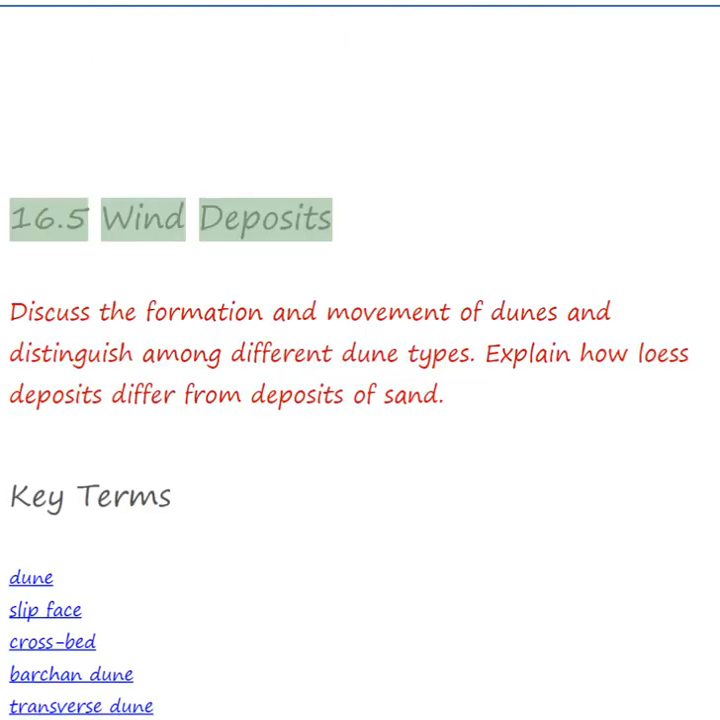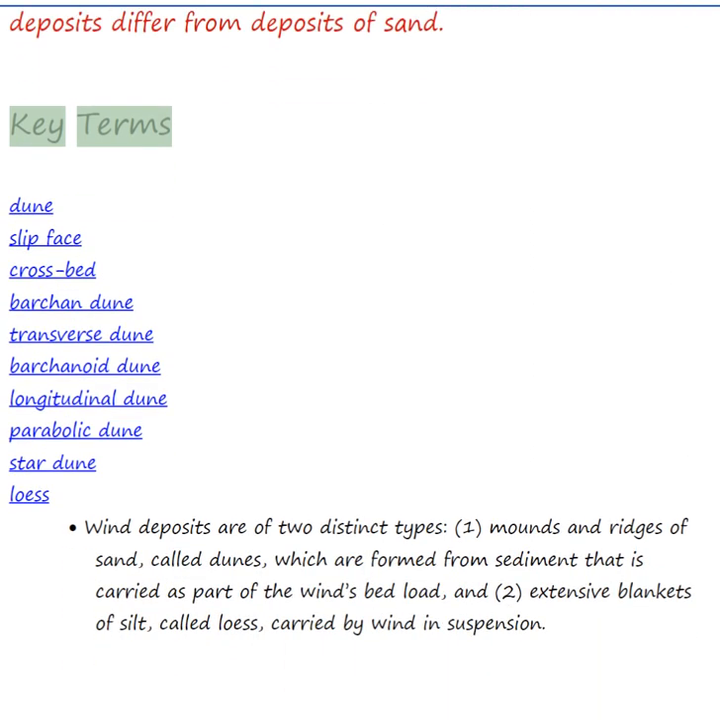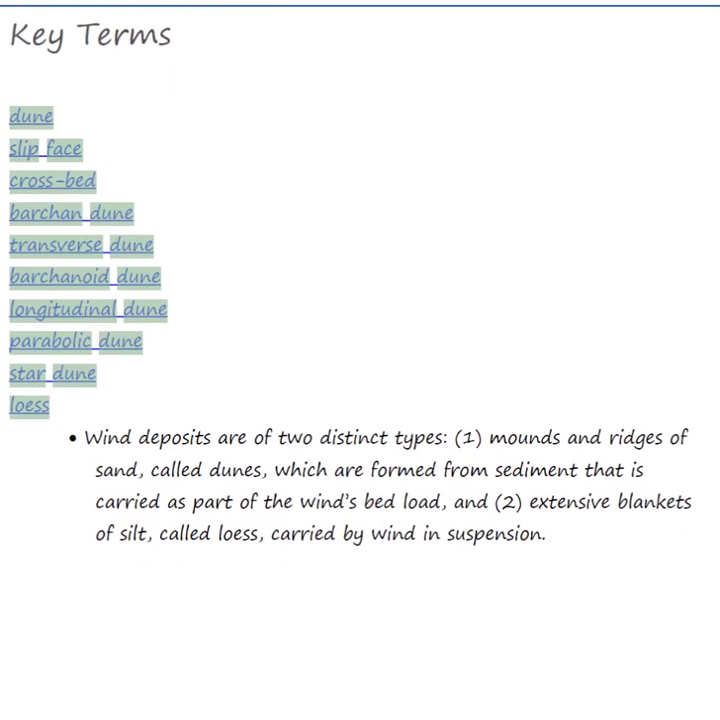16.5 Wind deposits. Discuss the formation and movement of dunes and distinguish among different dune types. Explain how loess deposits differ from deposits of sand. Key terms: dune, slip face, crossbed, barchan dune, transverse dune, barchanoid dune, longitudinal dune, parabolic dune, star dune, loess.